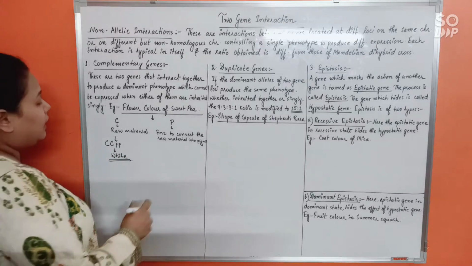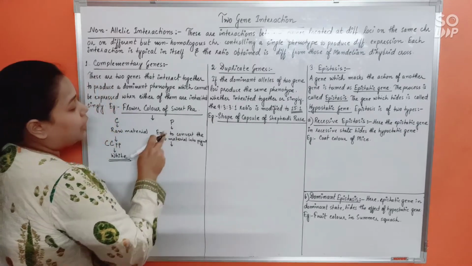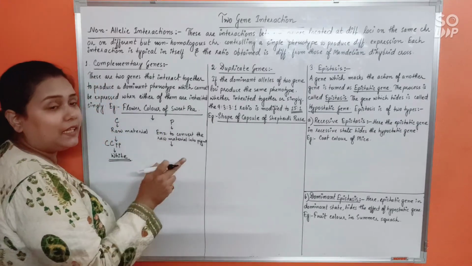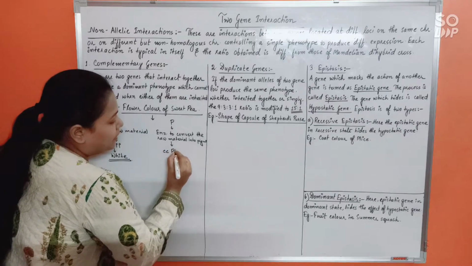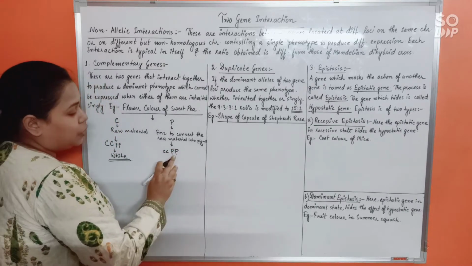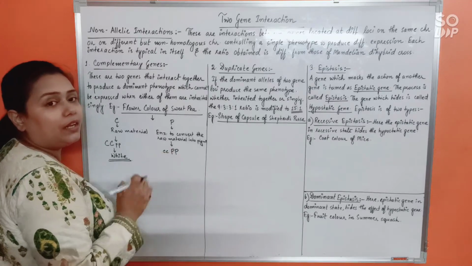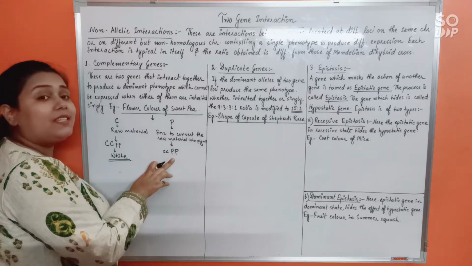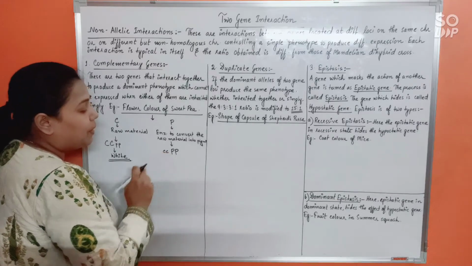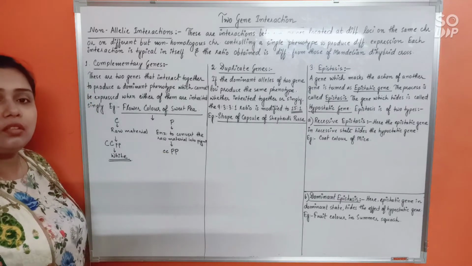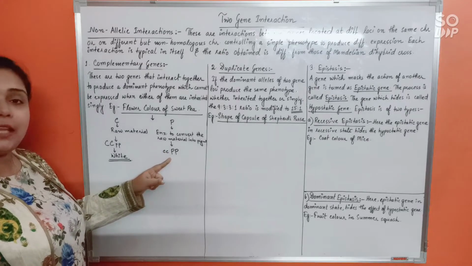Understood? Similarly, if gene P is inherited singly, meaning this time C is in the recessive state and P is in capital, the P gene's dominant alleles have been inherited. So P has been inherited singly. C is in the recessive state. So can the color be produced in this particular case?